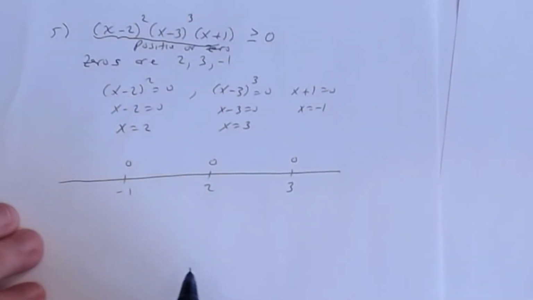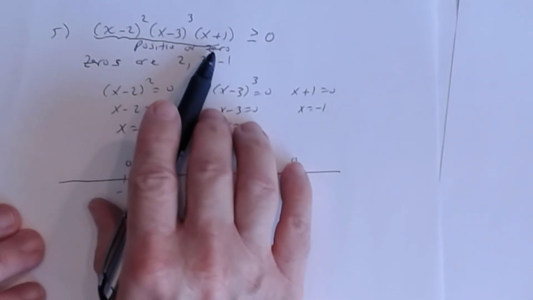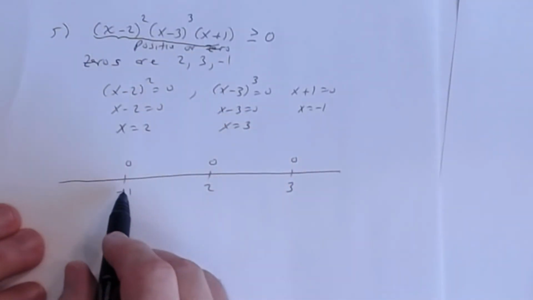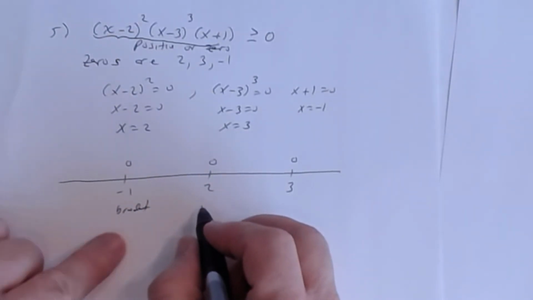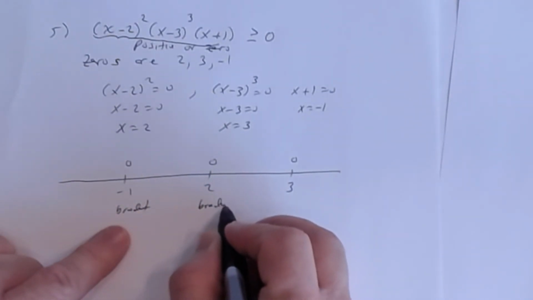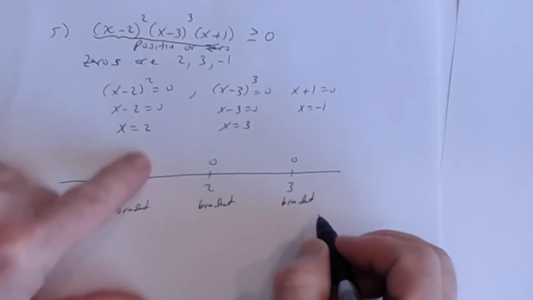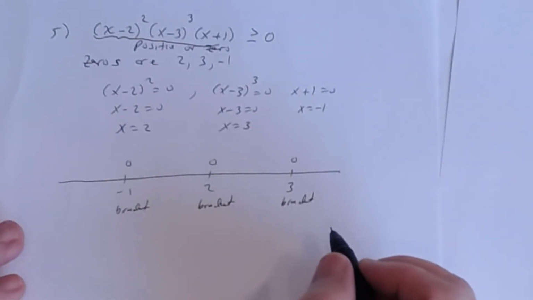Okay? So I want you to realize that we already know the values of x that make it 0. So we already know some of the solutions. We know this is a solution. So we're going to have to use a bracket. We have to include it. We know this is a solution, right? We have to include it, and we know this is a solution as well because of the equal to 0. So those zeros are actually solutions.